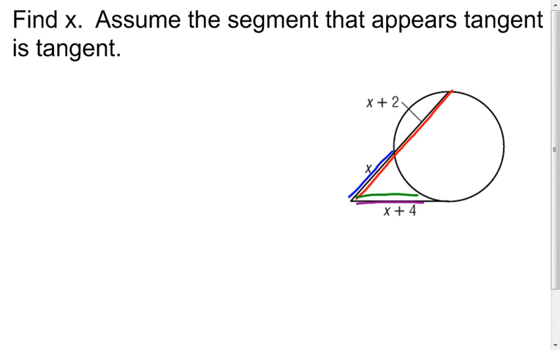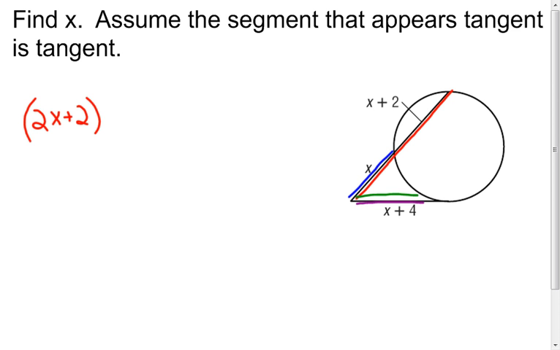And now I'm going to put my equation together. So now that whole red segment is the x, but it also is the x plus 2, so I'm going to have to add those two together. Well, x plus x plus 2 is 2x plus 2. So there's the length of the red.